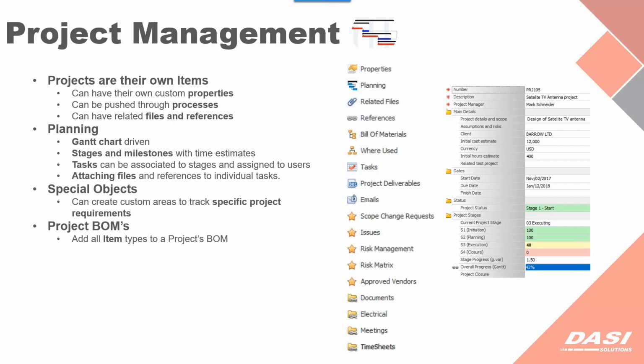The planning portion of it, we have a Gantt chart-driven style of managing the project over time. Stages and milestones can be set up. These can be templatized, so we can run a new project and it already has the style of Gantt chart that we want. Tasks can be associated to stages and assigned to users, attaching files and references to individual tasks. Then special objects that I showed there at the end, where we can build up our own custom areas that we want to track things that are specific to our company. And then project bills of materials add all types to a project BOM, not just CAD documents.